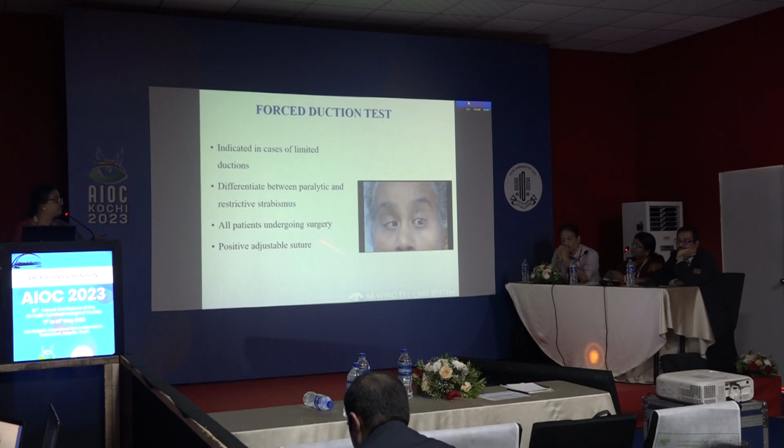Force duction test, especially when there is a muscle palsy, you want to rule out restriction, whether it is paralytic or restrictive. This will be a good test. A force duction test can be done in the office. You make the patient lie down and then try to pull and see if there is a restrictive pathology.